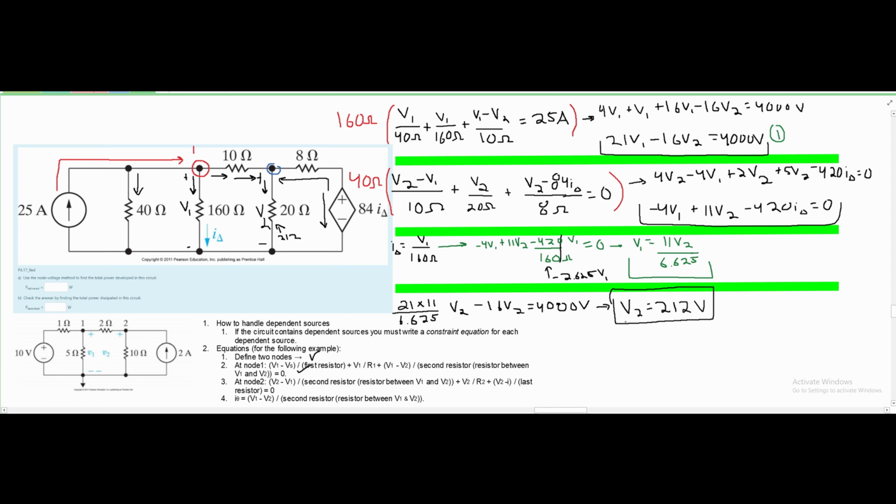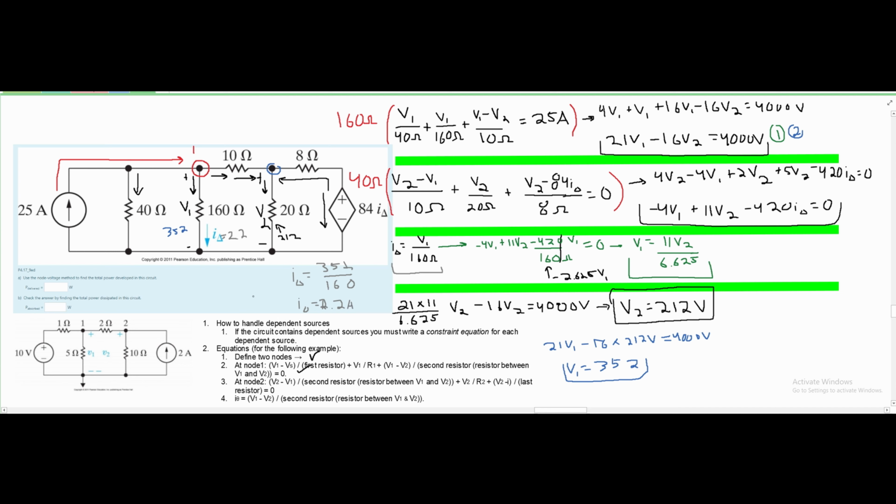Next, we're going to look at our V1. So we're just going to use the same first equation a second time right here. And we're going to do 21 V1 minus 16 times our V2, which we have to be 212 volts, equals to 4,000 volts. If we do this, we're going to get that our V1 is equal to 352 volts. Lastly, we just need to solve for our I delta, and this is this part right here. Our I delta, we just have V1 over 160 ohms, so we're just going to plug in our 352. If we do this, we're going to see that our I delta is equal to 2.2 amps.